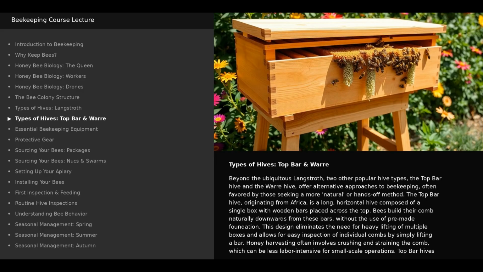Honey harvesting often involves crushing and straining the comb, which can be less labor-intensive for small-scale operations. Top bar hives are praised for their simplicity and minimal intervention, allowing bees to build comb in their preferred natural shape. They are particularly appealing to beekeepers who prioritize bee welfare and a more organic approach.